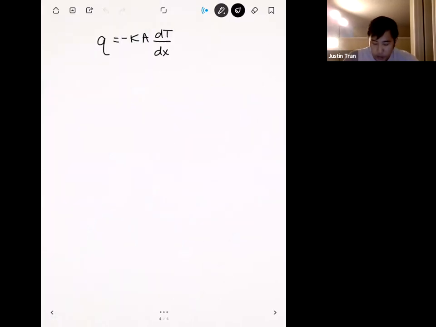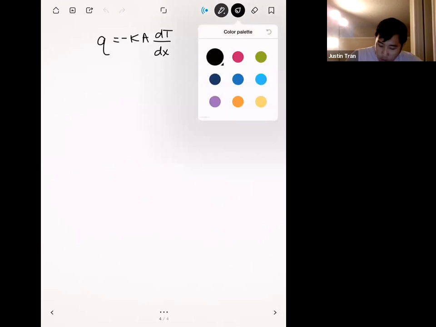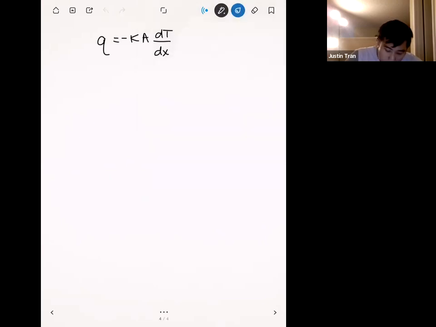Okay, and so let's go through each of the terms in this equation again, and let's talk about how they affect the heat transfer. All right. So let's start simple. Let's start with the cross-sectional area A. And so the position of this variable here tells us that the larger the cross-sectional area, the more heat is going to be transferred.